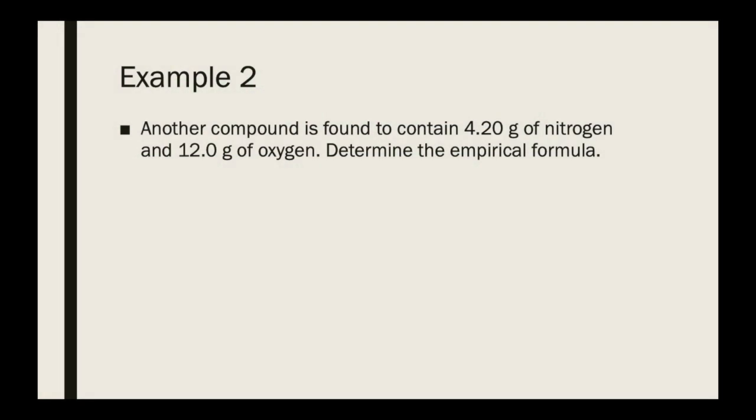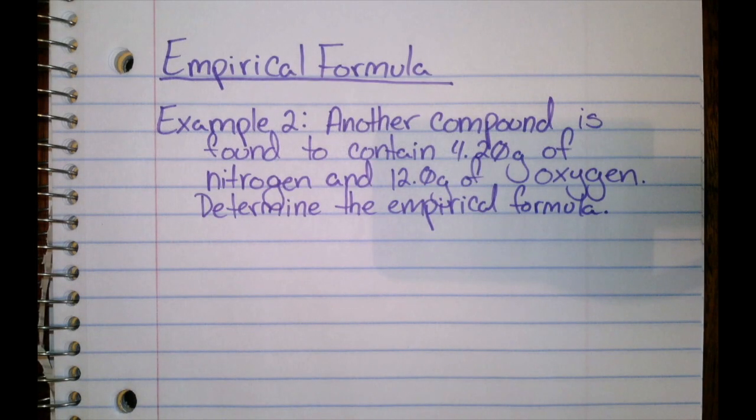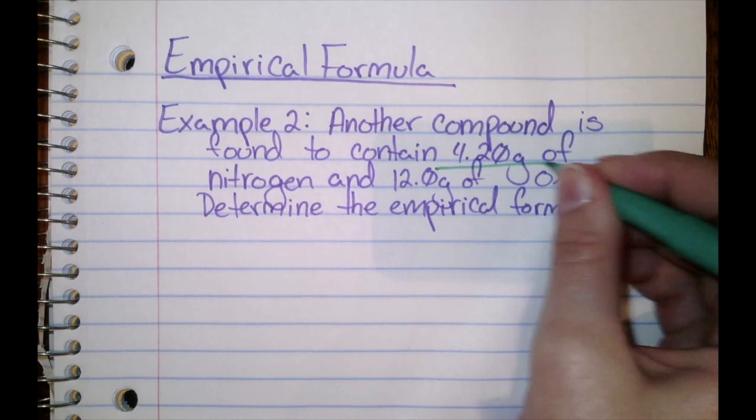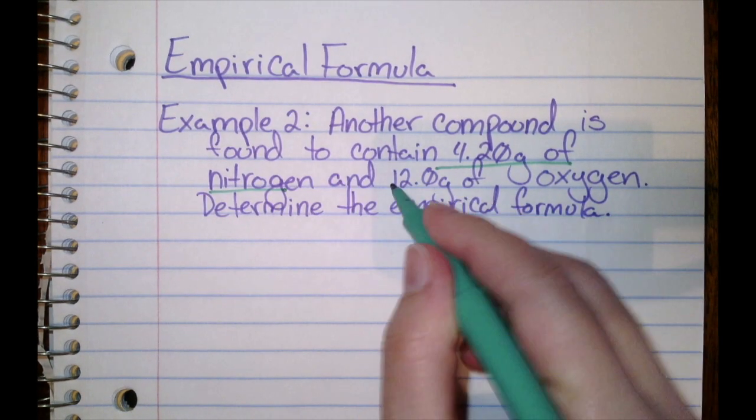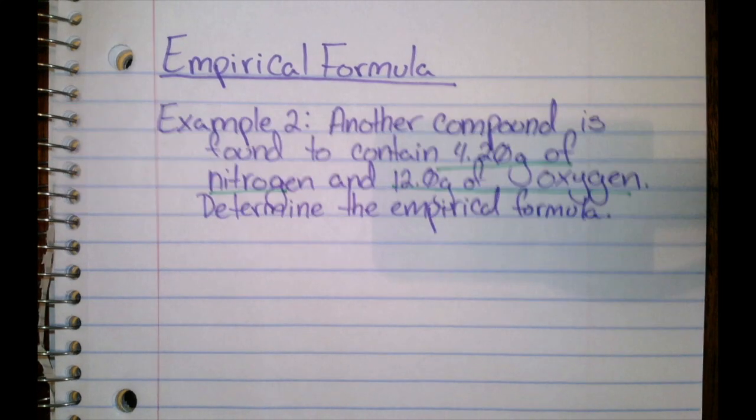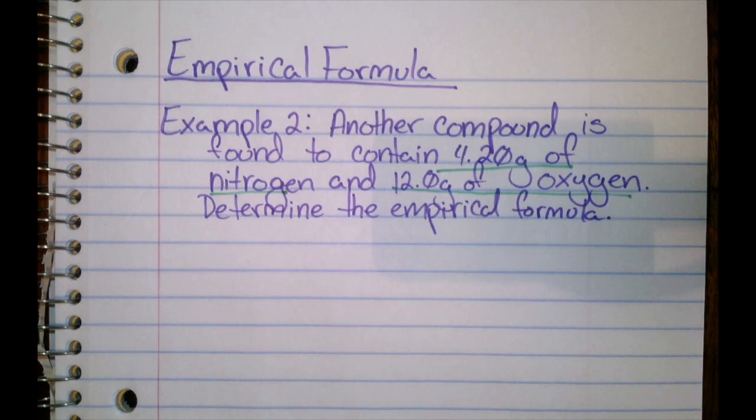Our second example says another compound is found to contain 4.20 grams of nitrogen and 12.0 grams of oxygen. Determine the empirical formula. Take a moment to pause the video and see if you can solve this one on your own. Alright, let's see how you did. So the key things to clue into here are our 4.2 grams of nitrogen and our 12.0 grams of oxygen. So same process as before.